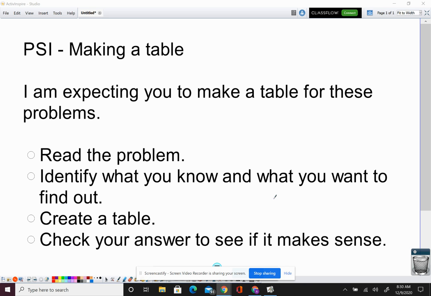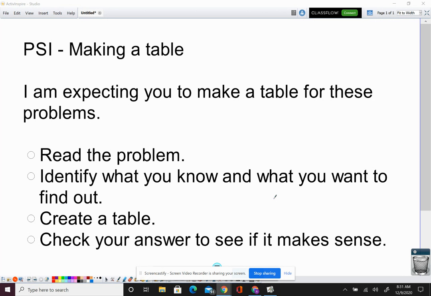Okay, so we are going to be doing the PSI, the problem solving investigation, and it's making a table. With these problems that I'm going to assign today out of the PSI part, I'm expecting you to make a table. This is specifically for making a table. It's organizing your information from the story problems, from the situations, and putting your information down in an organized fashion so that you can make sure that your answer is correct.